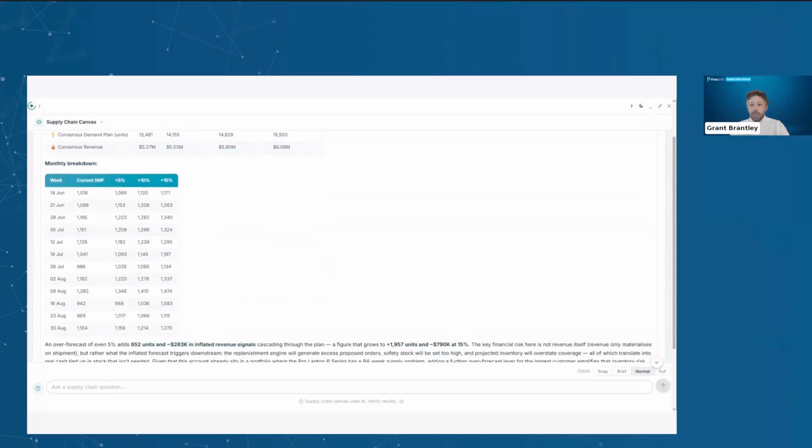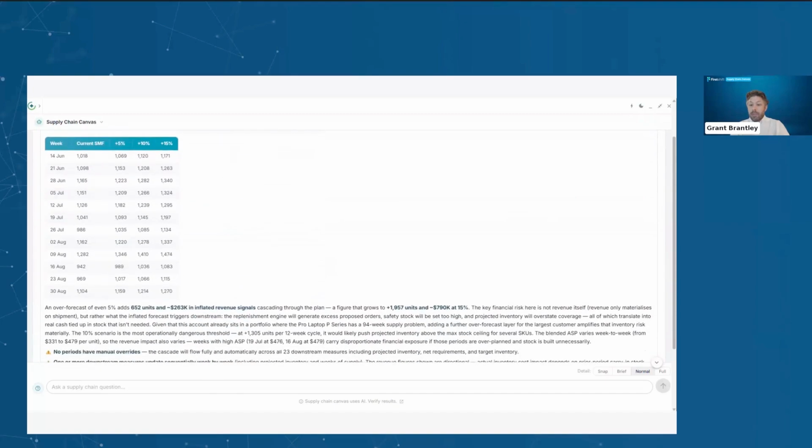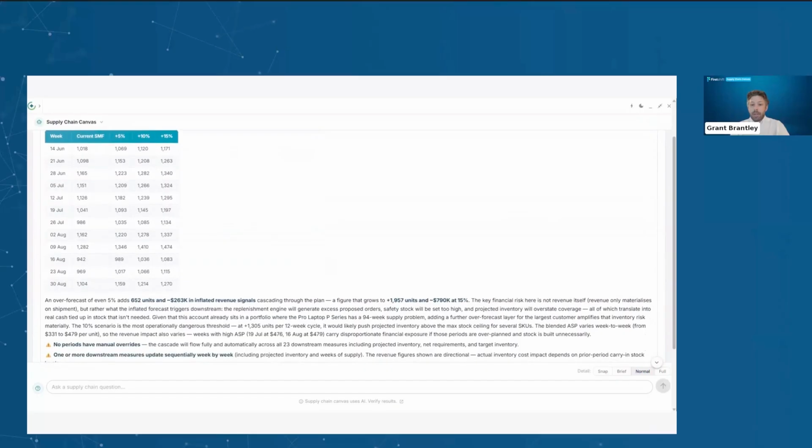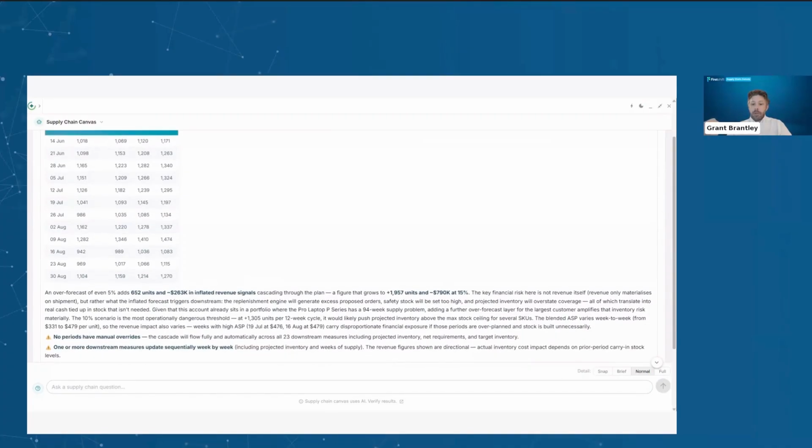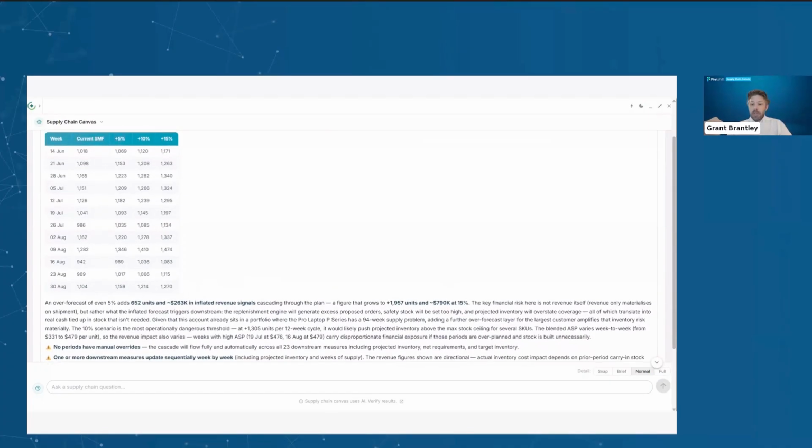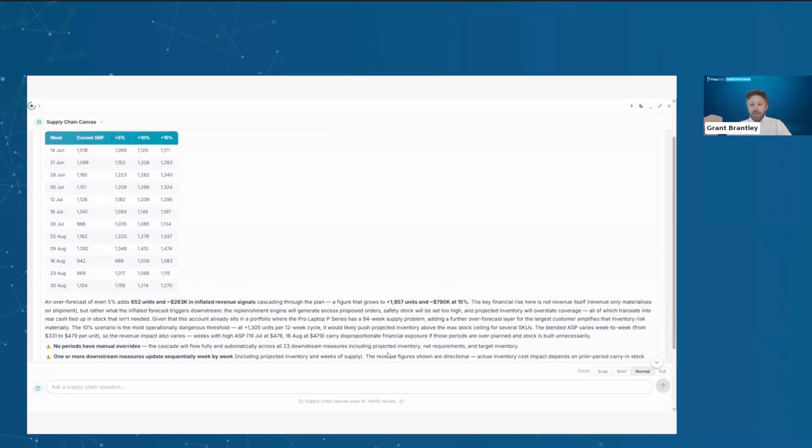So at 15% over, we see that's nearly 2,000 extra units and about 790,000 of inflated revenue signal cascading throughout the plan. So the danger is not just in the revenue line, but really what the inflated forecast is going to trigger downstream. Canvas notices that we'll run the replenishment engine to build to it, safety stock gets set too high, and we're going to manufacture too much product. So this is really where we sit with having too much product on hand. You'll also notice towards the bottom that it even flags our 10% use case as being one of the most dangerous because of blended price swings in the week.